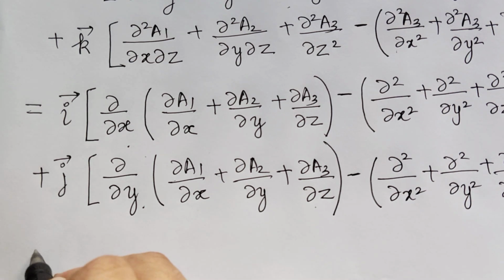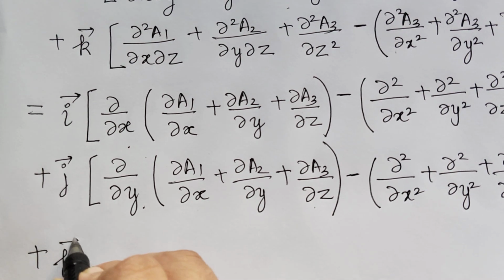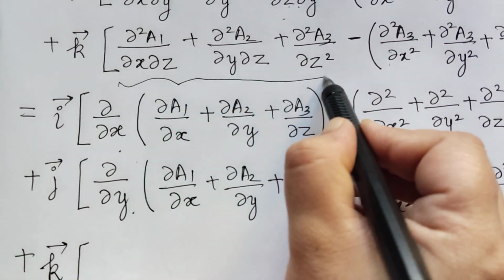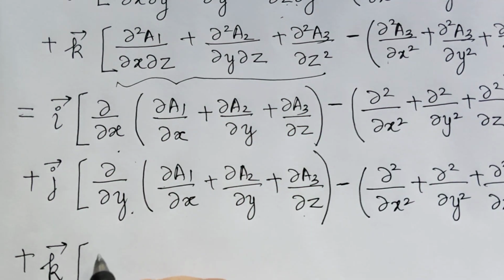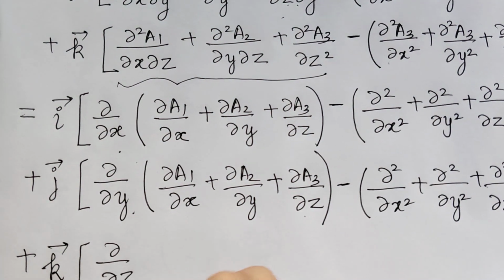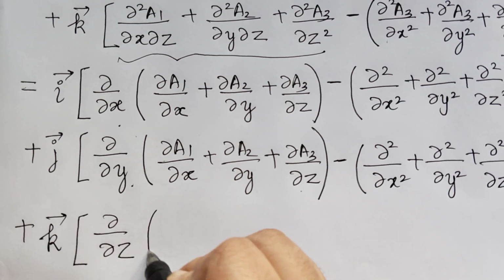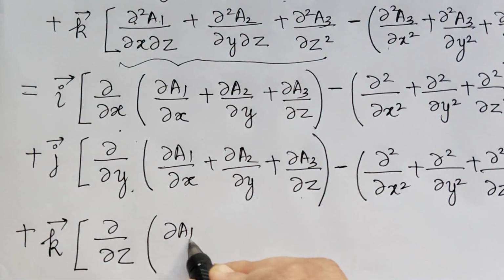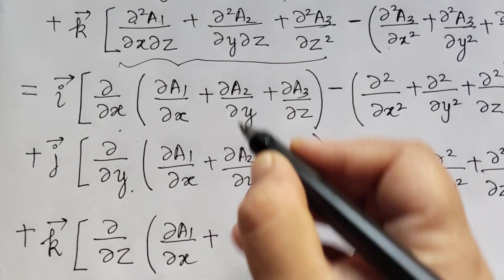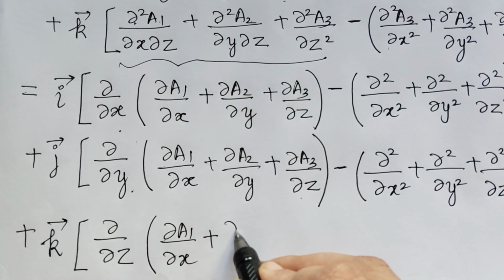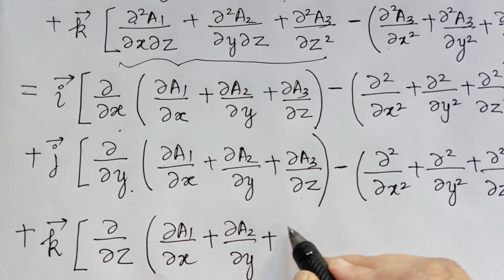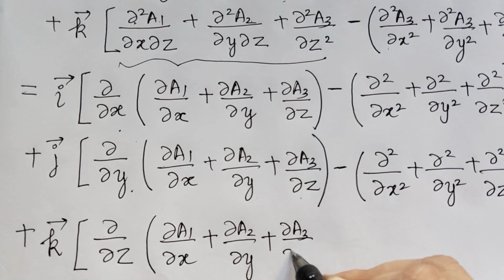Now we will write for the kth component. So plus k vector multiplied with, now if you see in these three terms, ∂/∂z is in common. So ∂/∂z. So that we can write, and within the bracket what you will get? ∂a1/∂x first. So ∂a1/∂x plus ∂a2/∂y. So ∂a2/∂y plus here ∂a3/∂z.